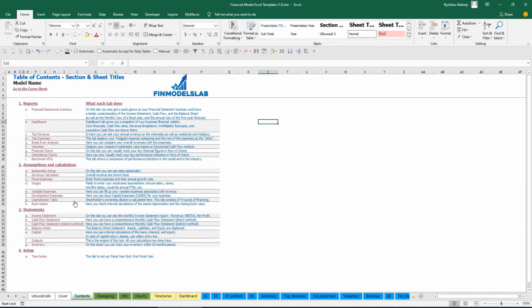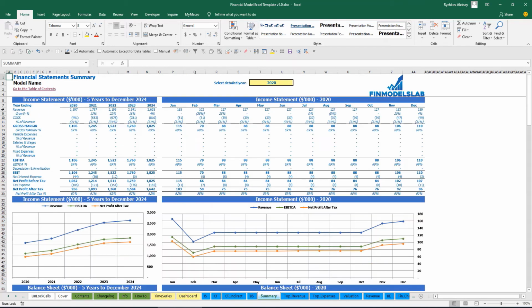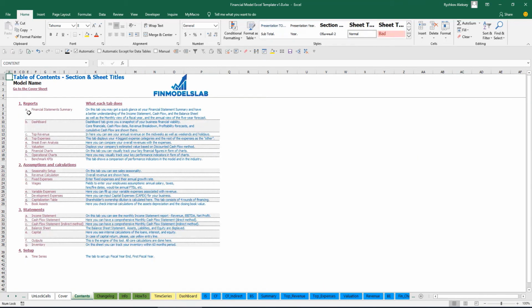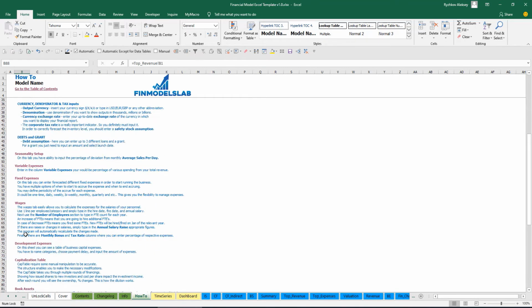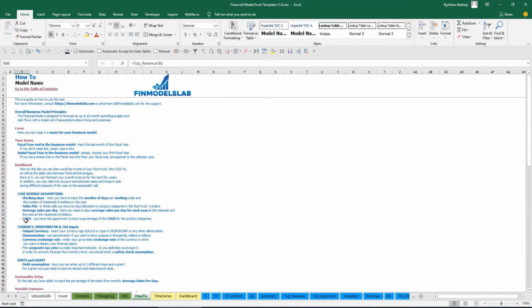Additionally, you have Contents tab, which allows you to navigate across the model very simply. So you may click on any report and you can go back. It is broken down by reports, assumptions, statements and setup. There is a short explanation about what each tab does, but if you want to know more, you can go to How To and see a more detailed explanation of what each tab does and what inputs you may find on this sheet and what kind of outputs you may find on this sheet as well.